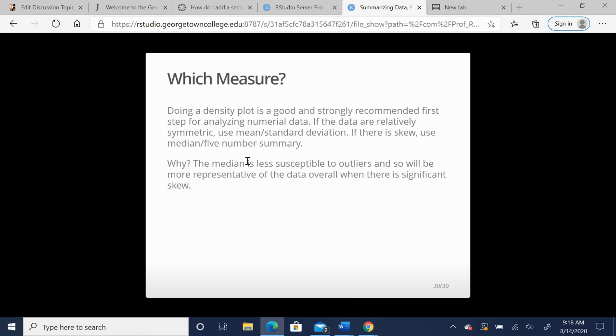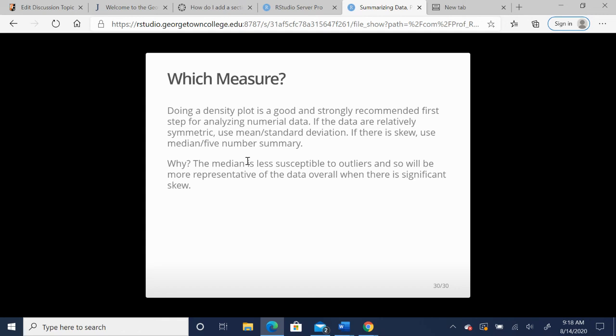All right, so which one do you need to do? If you're looking at a set of data, when would you use density? Doing a density plot is a good and strongly recommended first step anytime you're analyzing numerical data. If the data are symmetric, that means you can talk about center very comfortably using mean and standard deviation. If you've got a skew, remember what we said about means. They are highly influenced by outliers.